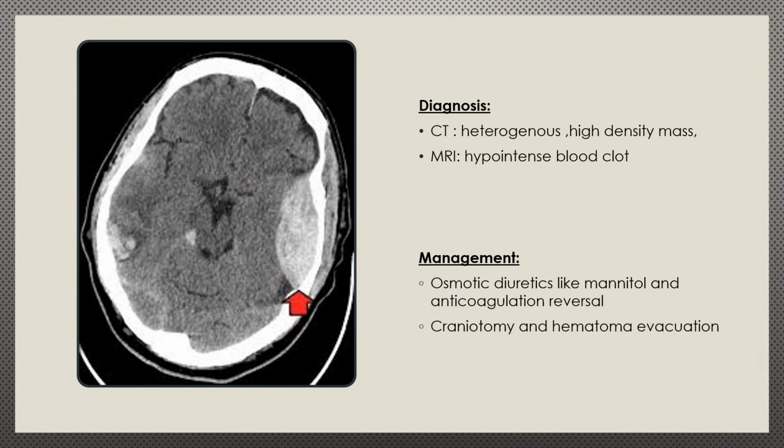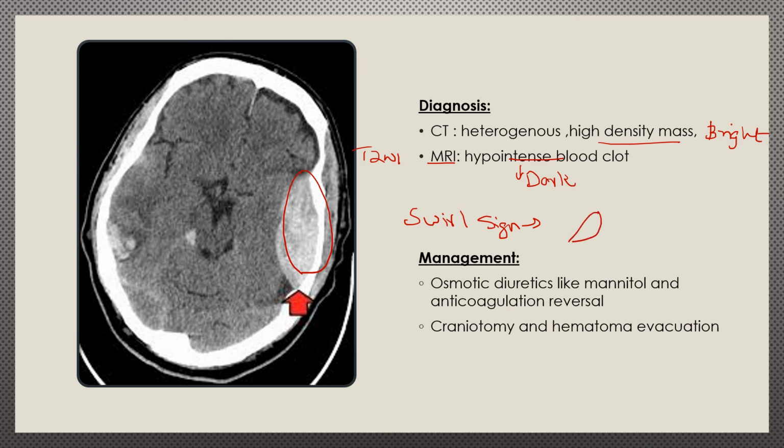To diagnose an epidural hematoma, we generally use a CT scan, which shows a biconvex, heterogeneous and high-density mass, which is generally bright in color. Whereas on the MRI, on the T2 weightage image, we find a hypointense or a dark-colored blood clot. We can also find a swirl sign on the CT scan. This is basically an area of low attenuation within a hyperattenuating hematoma.